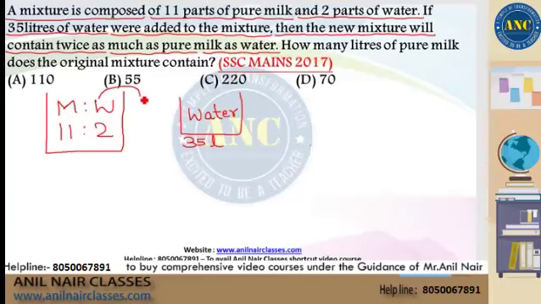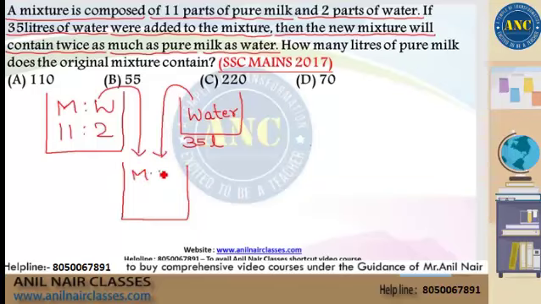That means when I combine vessel 1 and vessel 2, there will be another vessel which will be waiting to capture the combination of vessel 1 and vessel 2 in this mixture. In this vessel 3, the milk and water will be in the ratio twice as much pure milk as water. The ratio of milk and water is how much? It will be 2:1. How many liters of pure milk does the original mixture contain? Original mixture contains how many liters of pure milk is the question.